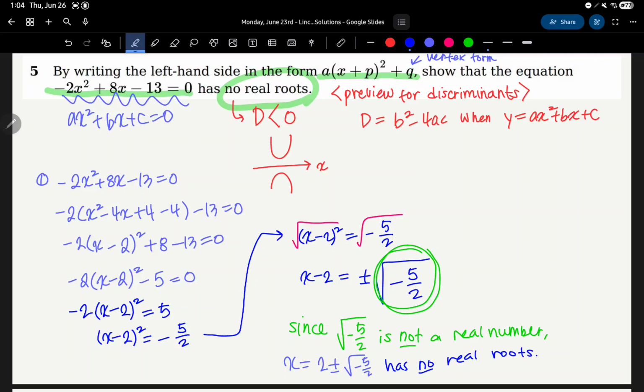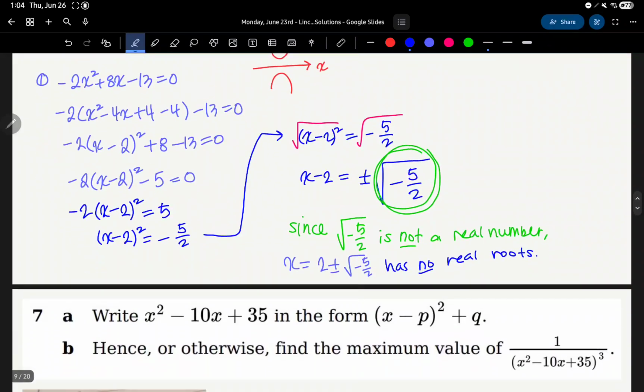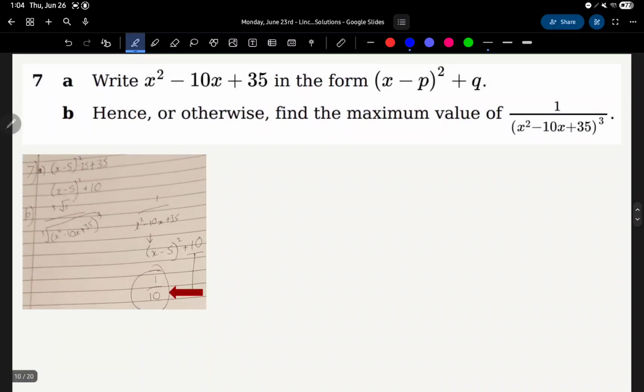So without using the discriminants, we can explain it using logic. As it says show, right? You kind of have to explain it in these types of questions. It's called a mathematical proof. So let's move on to number 7 over here.